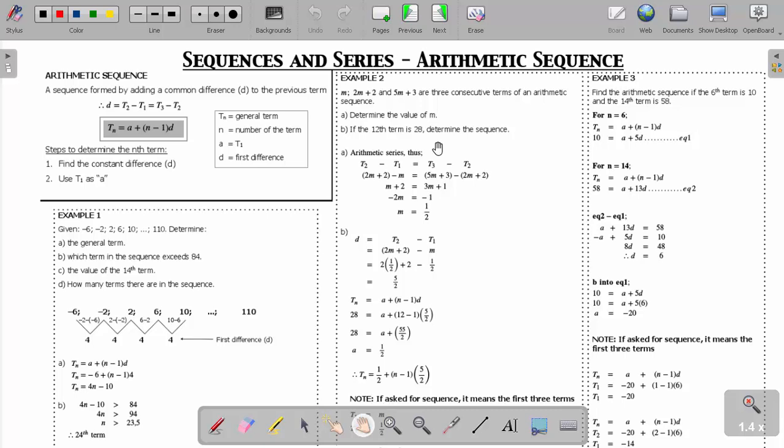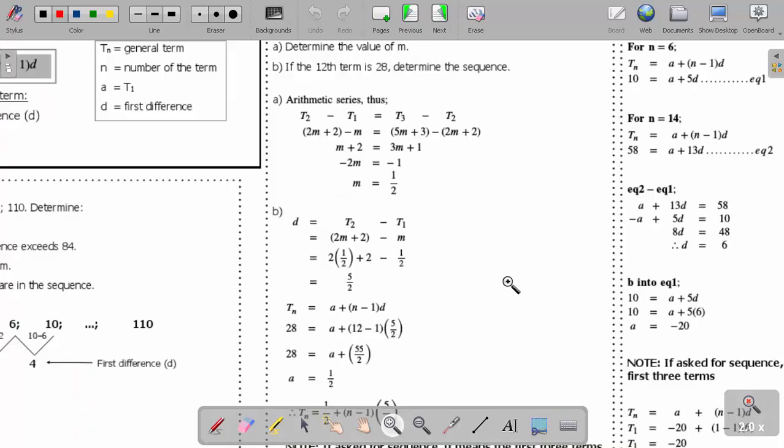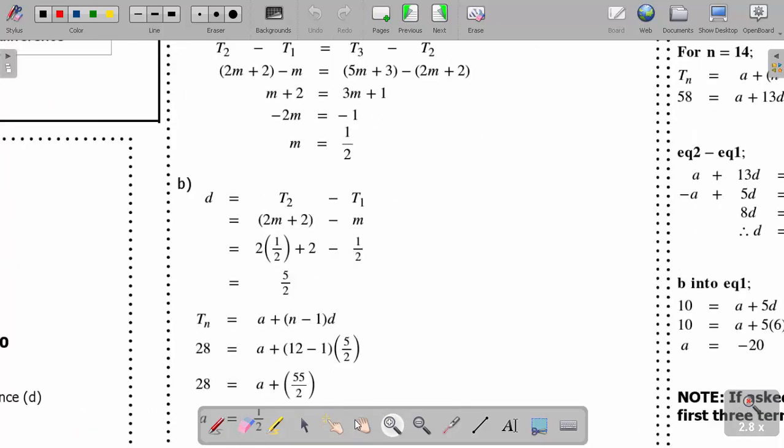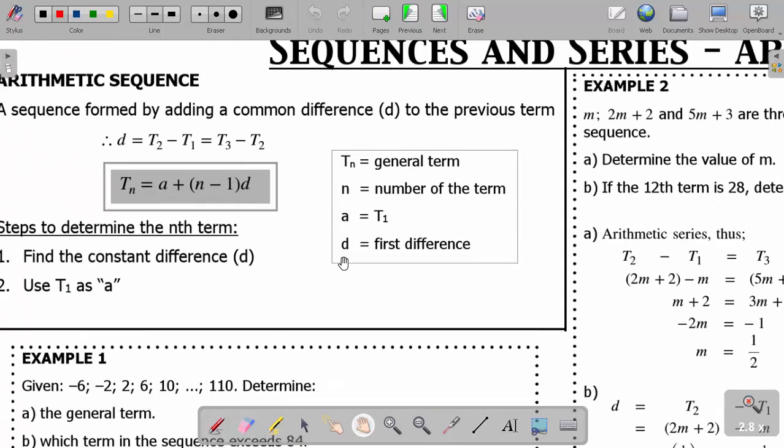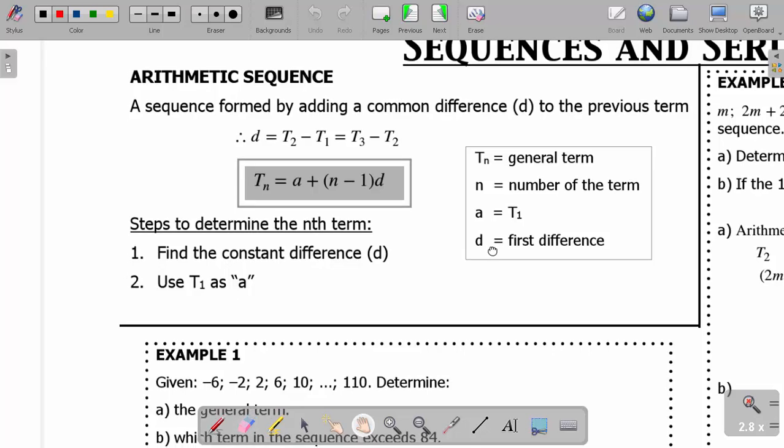Now in grade 12 we have what we call the arithmetic sequence. Let us talk about it now, because it is going to be coming in your test all the time. Now, what is an arithmetic sequence?